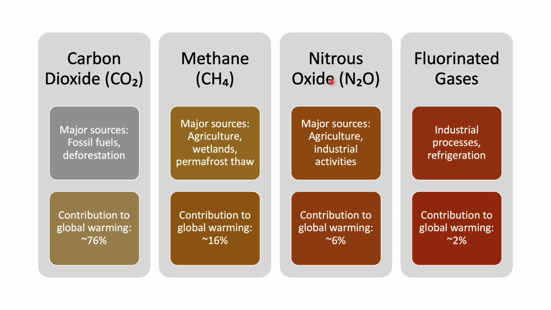The other one is nitrous oxide. The major sources include agricultural and industrial activities, and it contributes to around 6% of global warming. Fluorinated gases come from industrial processes and refrigeration, and they contribute approximately 2% of global warming.